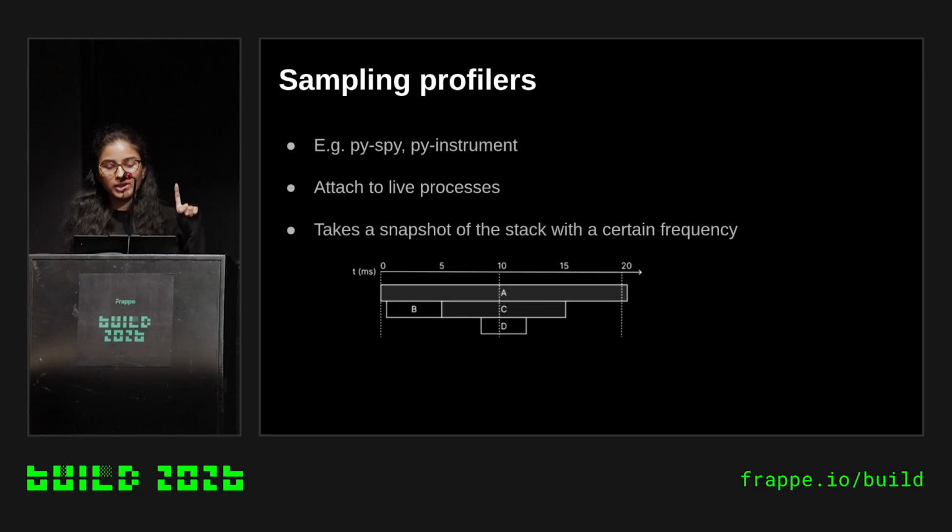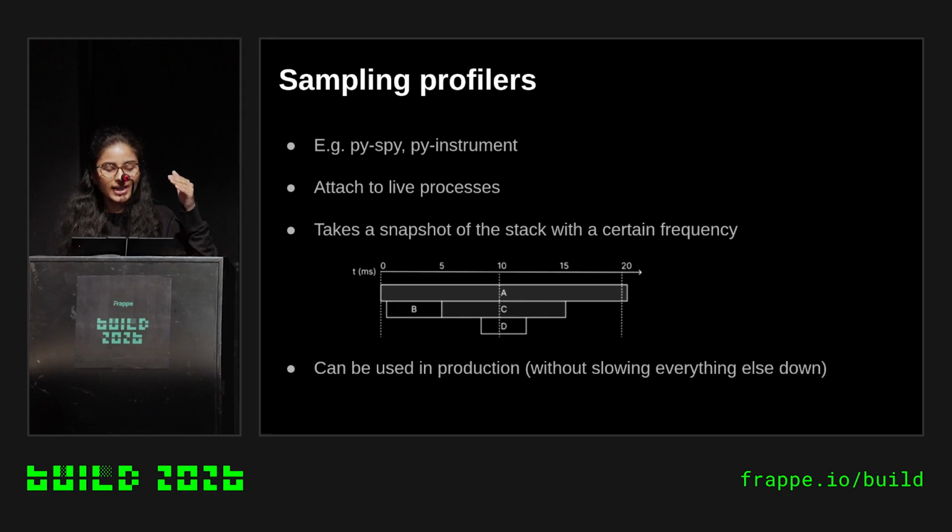From 0 to 20 milliseconds, you'll see the call stack at a certain time. And when you track your call stack this way, you get a picture of what the call stack would be like. And these can be used in production as your app is running without doing anything else, provided you have the root privileges to actually spawn another process to spy on another process.